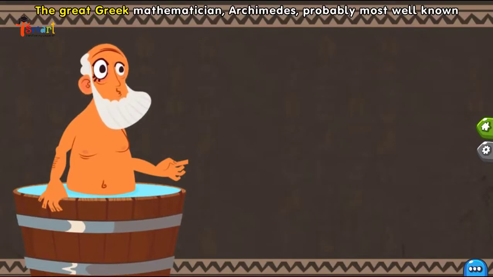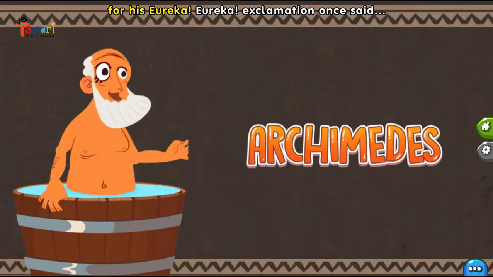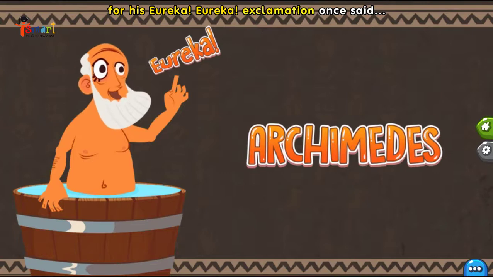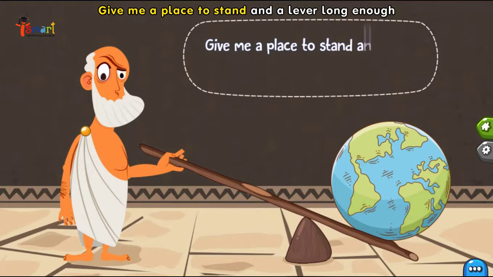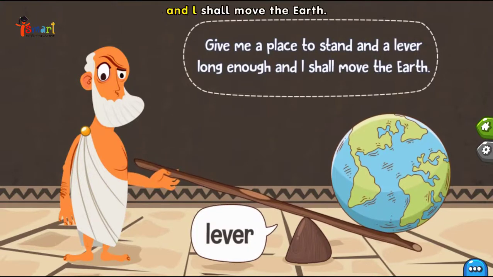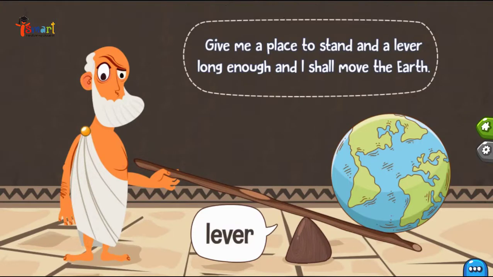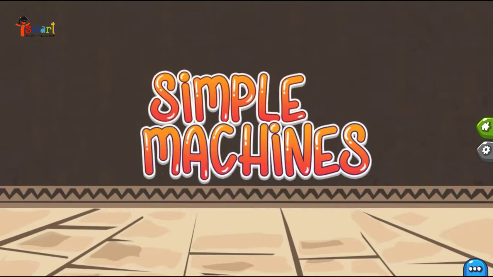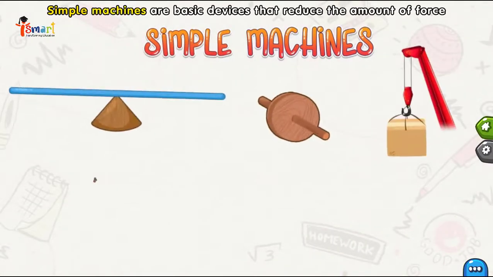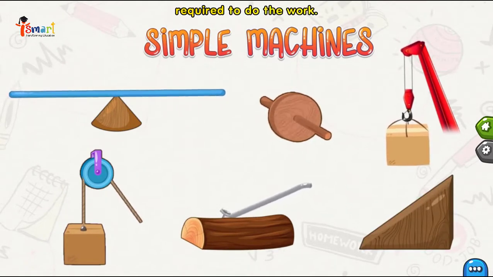The great Greek mathematician Archimedes, probably most well known for his "Eureka!" exclamation, once said, "Give me a place to stand and a lever long enough, and I shall move the earth." The quote describes the fundamental principle behind the lever, one type of what we call a simple machine. Simple machines are basic devices that reduce the amount of force required to do the work.